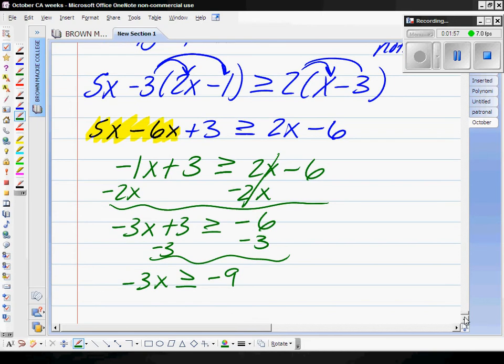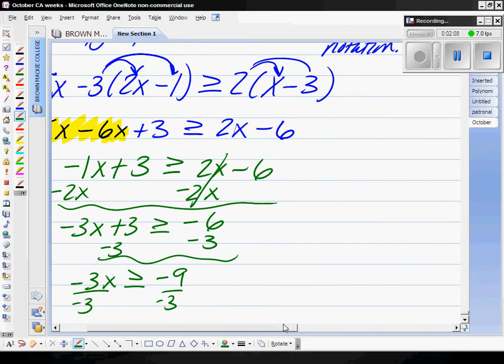What the class loves to do is divide these lovely things by negative 3. Now, again, when you divide by a negative sign, you must flip the inequality. So this will now leave me with x is less than or equal to positive 3, because remember, two negatives make a positive. Now we need to graph this lovely thing.